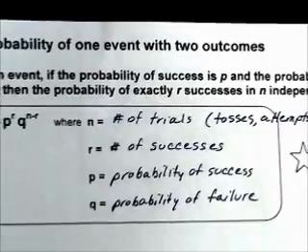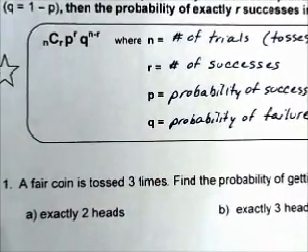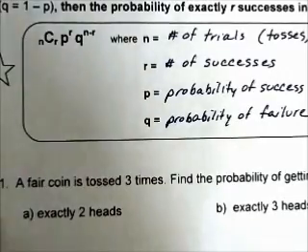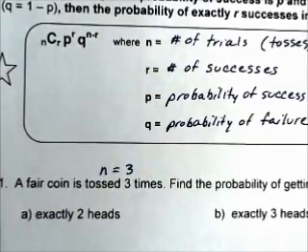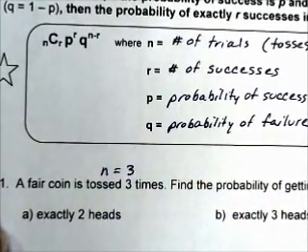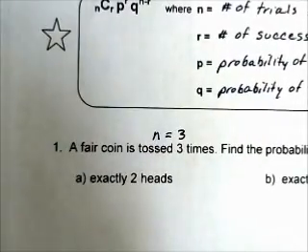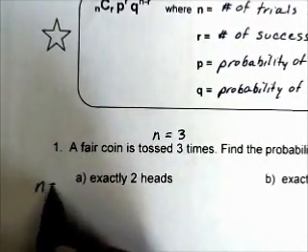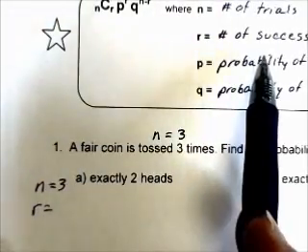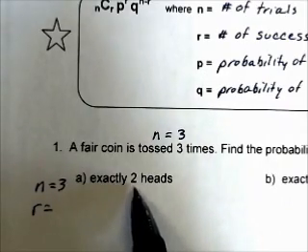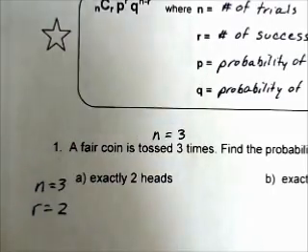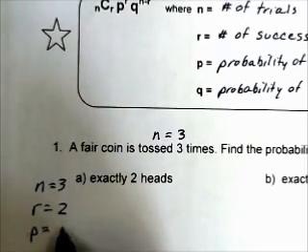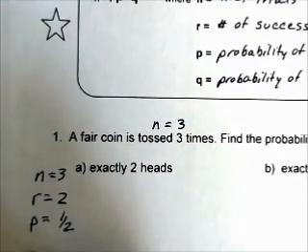So we're going to work through these examples here. The first three, we have a fair coin is tossed 3 times. So n is 3. Find the probability of getting A, exactly 2 heads. Off to the side here, I'm going to write down our n is 3, r, the number of successes, or the number of heads in this case that we're looking for, is exactly 2. So r is 2. The probability of the coin coming up heads, lowercase p, is 1/2. And then the probability of failure, or that it doesn't land heads, is also 1/2.